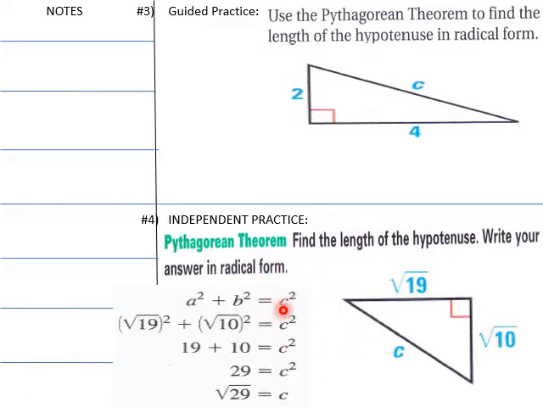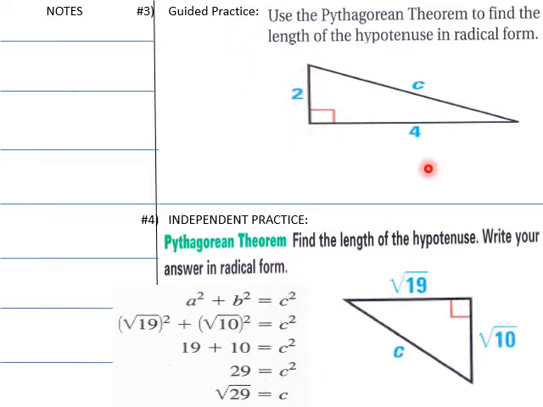So for our independent practice here, we're going to use our Pythagorean theorem formula. We square the square root of 19 and the square root of 10, which equals c squared. 19 plus 10 is 29, which equals c squared. We take the radical of both sides, and we get radical 29 equals c, which is what? About 5 point something, 5.3, something like that.